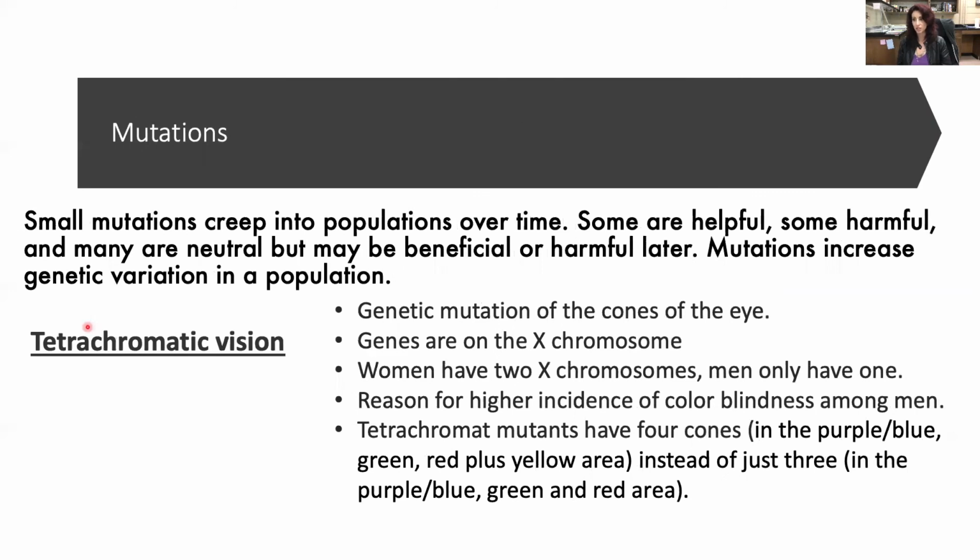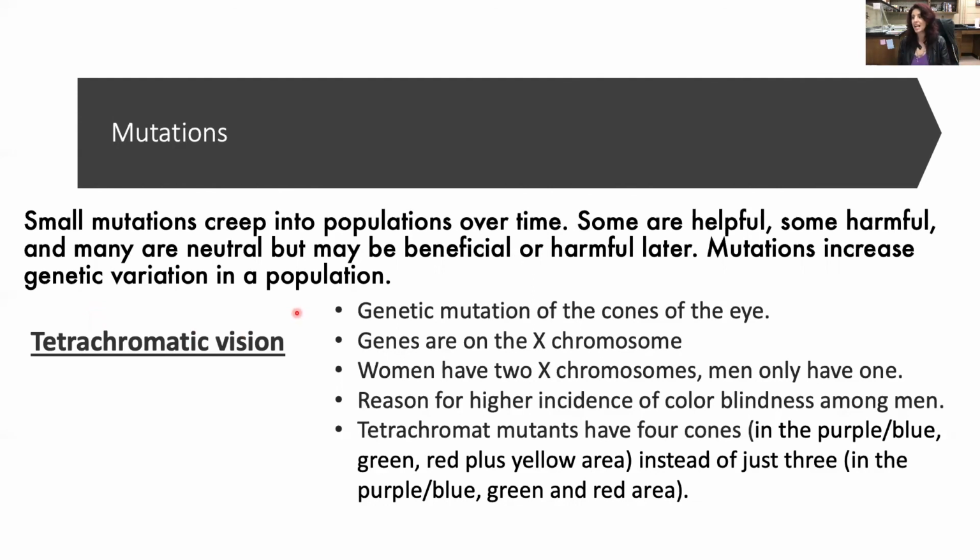Next, mutations. Small mutations can creep into populations over time. Some are helpful, some are harmful, and many are neutral, but may have a beneficial or harmful effect later. Mutations increase genetic variation in a population. We're going to walk through one really exciting explicit example called tetrachromatic vision. This is a genetic mutation in the cones of our eyes.